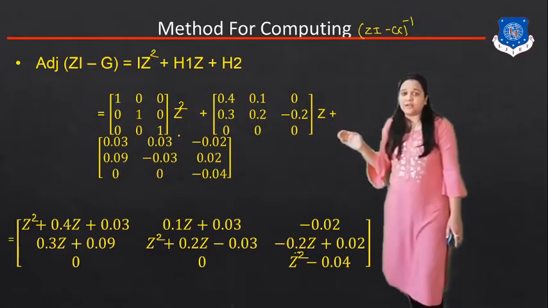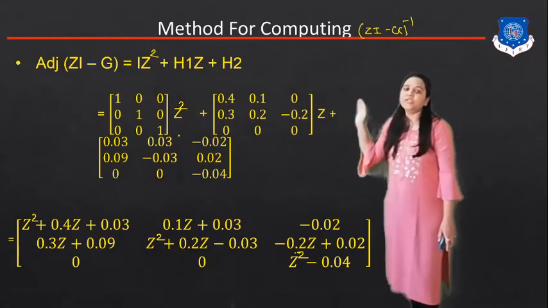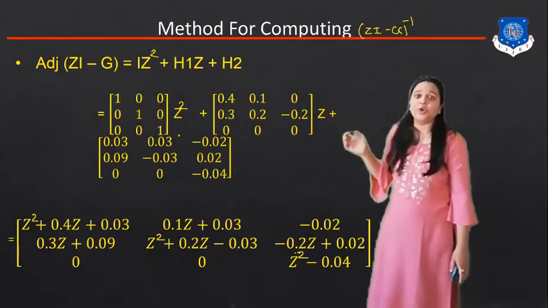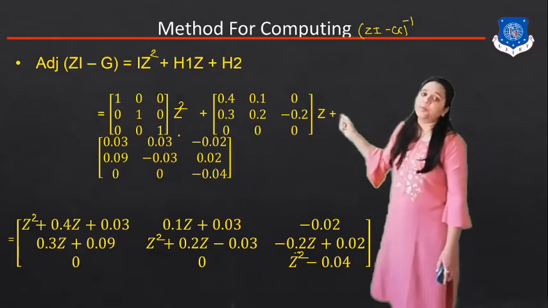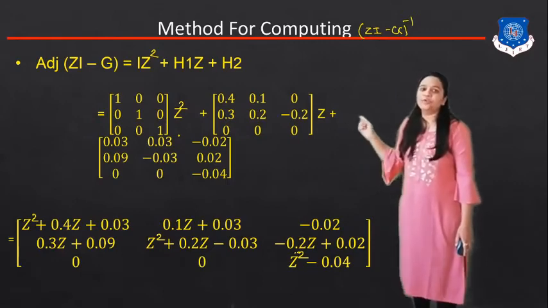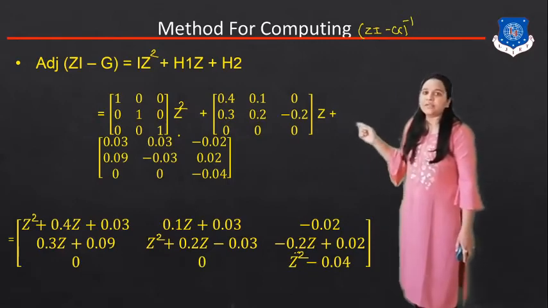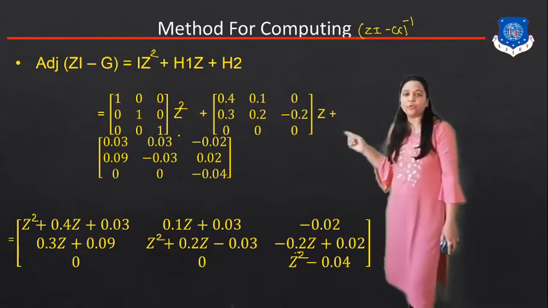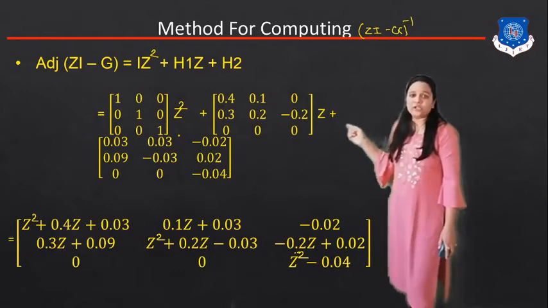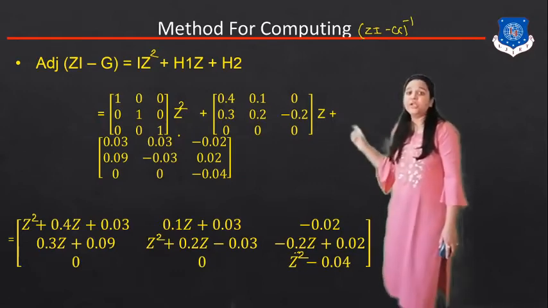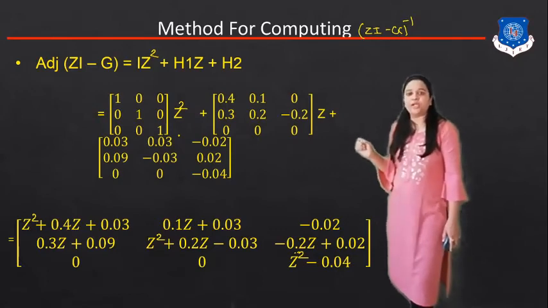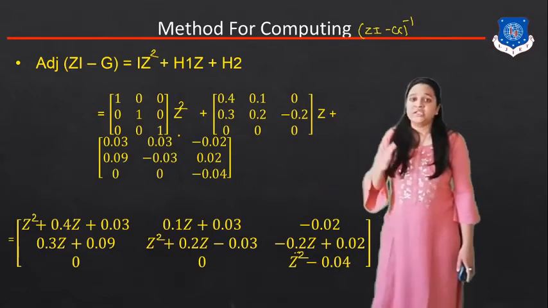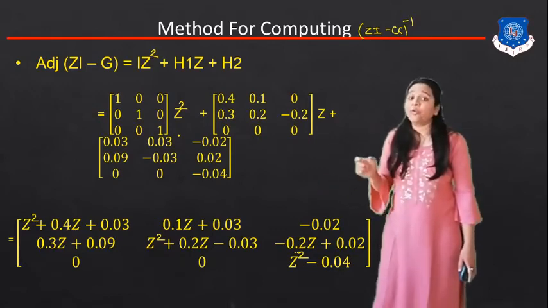What is the I matrix? It is the matrix 1 0 0, 0 1 0, 0 0 1 into Z square. What is the H1 matrix? It is 0.4 0.1 0, 0.3 0.2 minus 0.2, 0 0 0 into Z, plus H2 is equal to 0.03 0.03 minus 0.02, 0.09 minus 0.03 0.02, 0 0 minus 0.04. So first of all, we have to multiply the Z square with the I matrix, Z with the H1 matrix, and then we have to add the matrices.